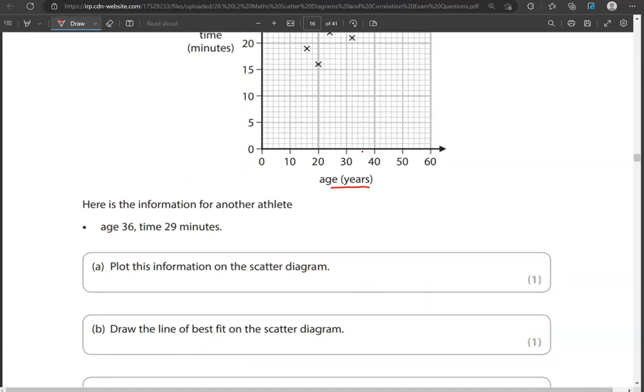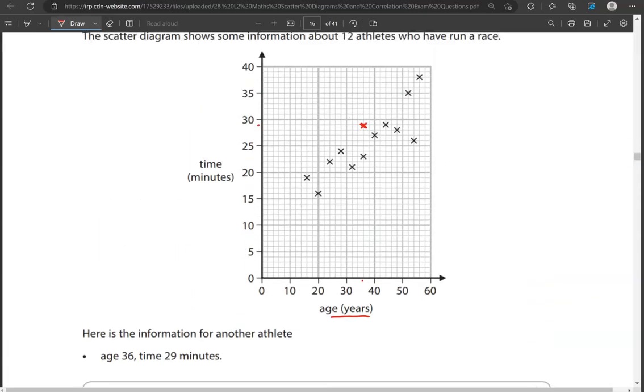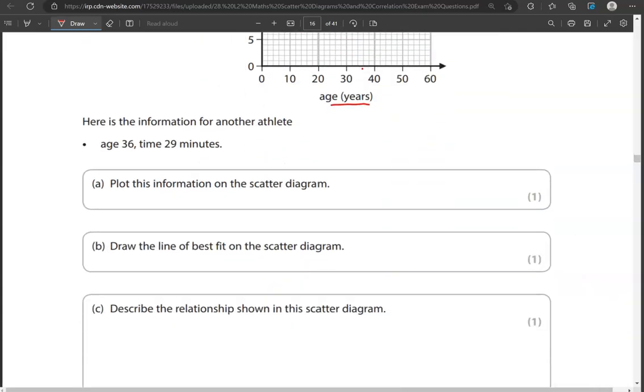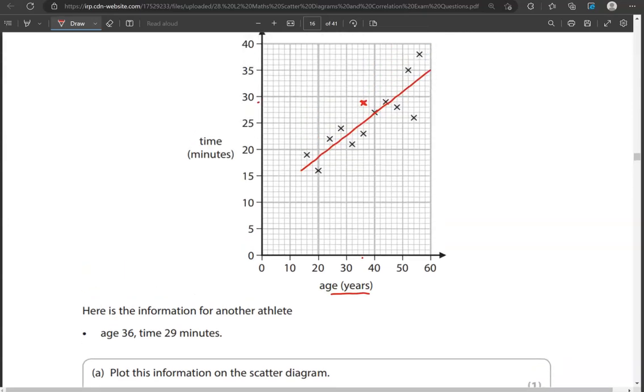Draw the line of best fit on the scatter diagram. There we have the line of best fit. Describe the relationship shown in this scatter diagram. This is a positive relationship. As age increases, so do the minutes, the time in minutes.